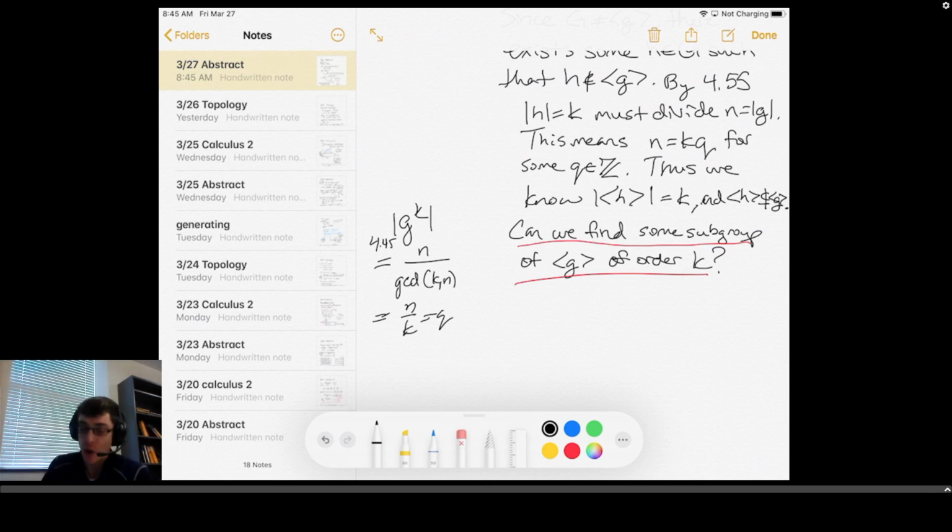Yeah, it's going to be the Qth power. Basically the same reason, right? It was going to be one of those, essentially. So yes, it's the subgroup generated by G to the Q.